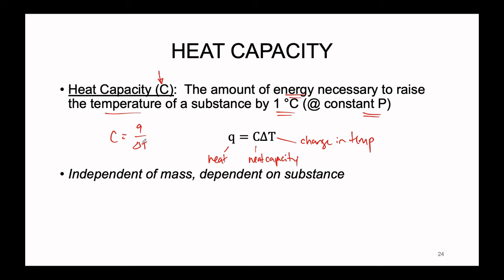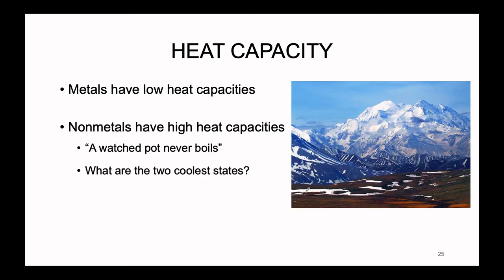Now, heat capacity is independent of the mass of the object. It's just dependent on the substance itself. So something like water, we know, takes a lot of effort. You have to put in a lot of heat to change its temperature. That's why you get the phrase, a watched pot never boils. Metals naturally have very low heat capacities, and substances like nonmetals have very high heat capacities. So a metal object, like a pan, you can set it on top of your stovetop, and you bet if your stove is hot, that metal pan is going to be hot pretty quickly.